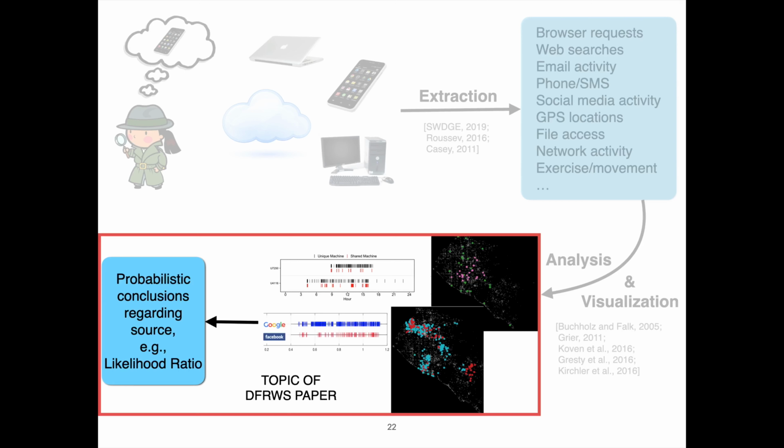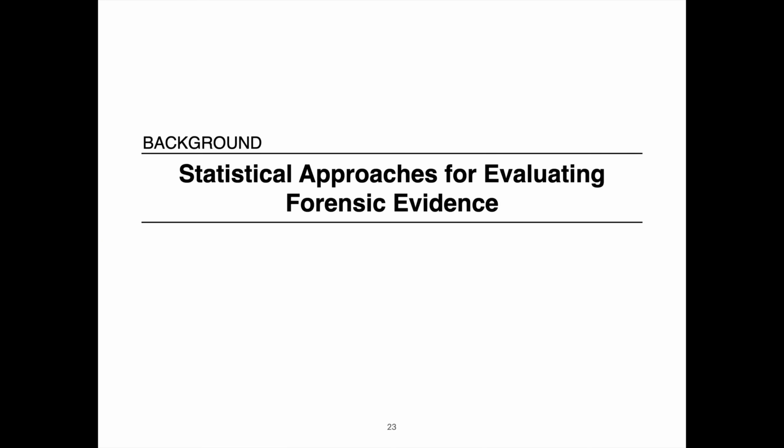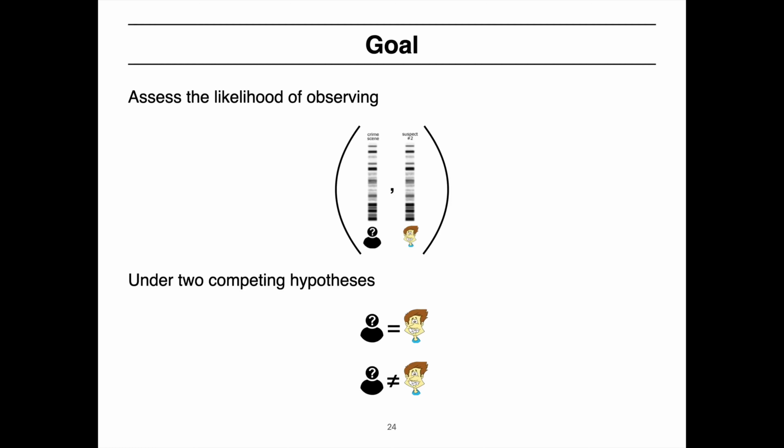Okay, so in the next part of the talk, I'm going to take some time to formalize this notion of the likelihood ratio and then apply it to digital event data. Okay, and in general, this formalization of the likelihood ratio falls under statistical approaches to evaluating forensic evidence. Okay, so what's our goal? Well, our goal is to assess the likelihood of observing our evidence, right?